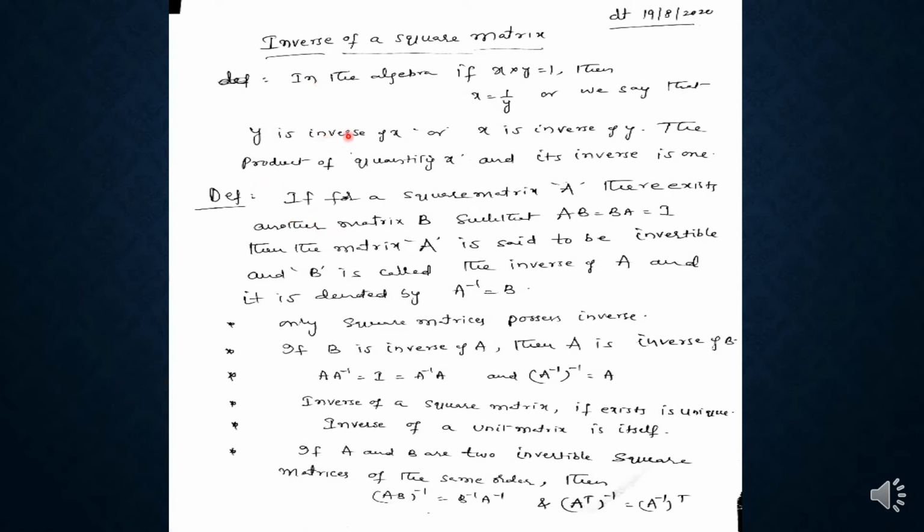Usually in algebra, if we have xy equal to 1, the product of two variables x and y is equal to 1, then we can say that x is equal to 1 by y, or y is equal to 1 by x. We can say that x is the inverse of y and y is the inverse of x. The product of a variable and its inverse is equal to 1. Similarly, in matrices also, we can find the inverse of a square matrix.